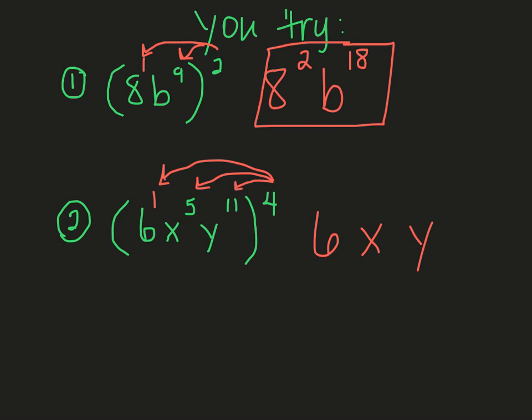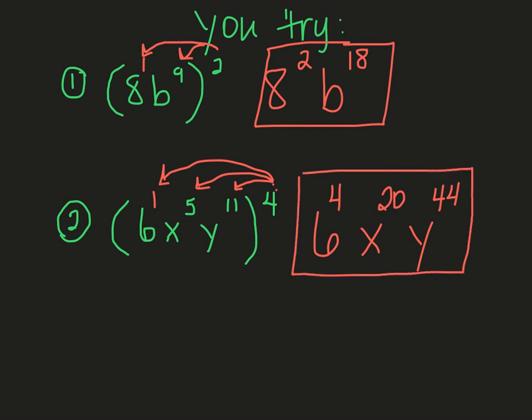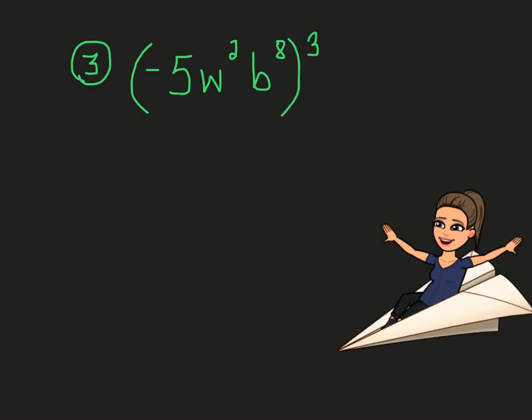So 4 times 1 is 4. 4 times 5 is 20. And 4 times 11 is 44. Seems a little much, but it is what it is. So I hope you did okay on that, and we'll move on.